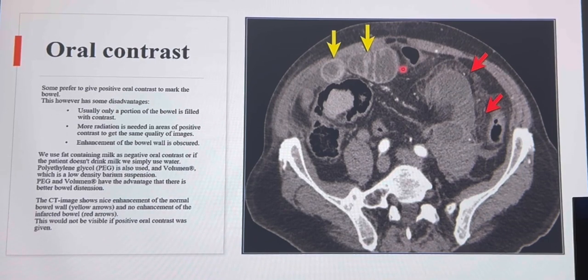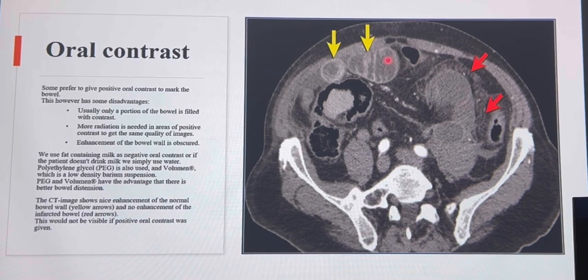The disadvantage of positive contrast is that it will fill the bowel with dense contrast, so I will not be able to evaluate the wall. I can't see the wall. While with water, clearly I can differentiate the wall from the lumen, from the pathology, from everything. The advantage of water is the evaluation of the wall. If I give a positive contrast, I will lose definition of the wall. So I will not evaluate ischemia. I will not evaluate inflammation. I just evaluate mechanical problems: if there is obstruction, if there is leakage, if there is any abnormality in the peristalsis, but not the tumor or wall evaluation.